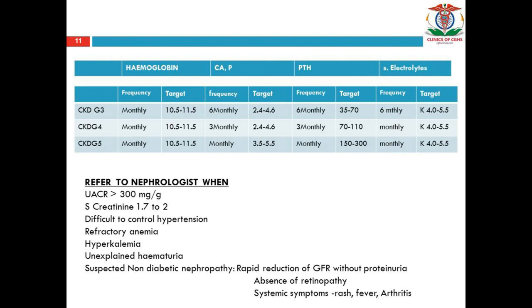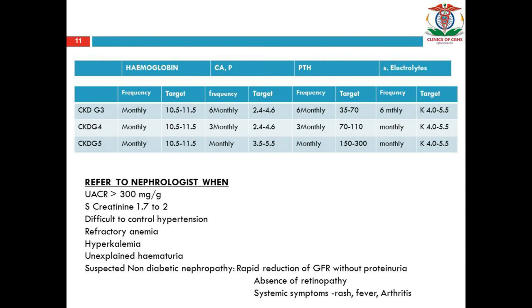We must refer to a nephrologist when the creatinine rises, say above 1.72, if the USAR is more than 300, if the hypertension is difficult to control, if the anemia is severe and intractable, if there is hyperkalemia, or if you suspect that the nephropathy is because of causes other than diabetes. If there is unexplained hematuria, probably the cause of the nephropathy is not diabetes.